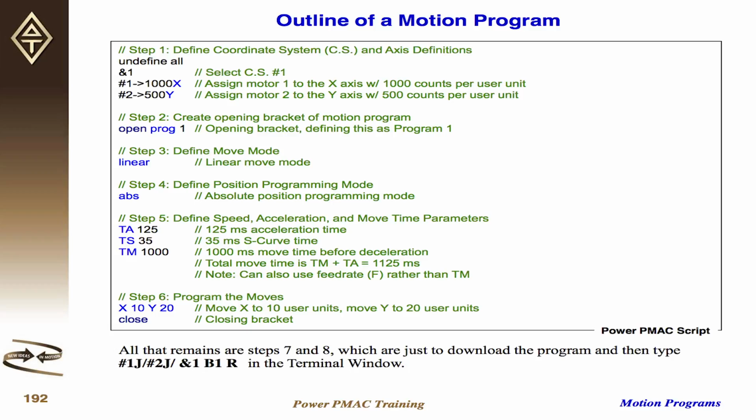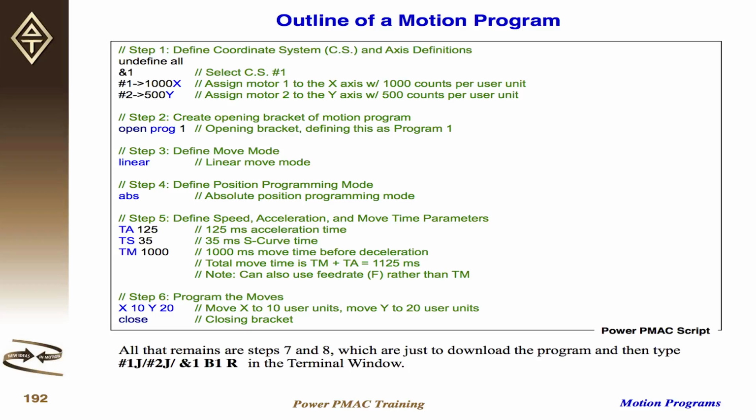The next is to define the position programming mode. We define absolute position programming mode by issuing the ABS command. Then we define our speed, acceleration, and move time parameters. We want an acceleration time of 125 milliseconds. So we type TA125, an S-curve time of 35, which you indicate with TS35. And then we want to move for 1,000 milliseconds before deceleration, so we issue TM1000. And then our total move time will be TM plus TA, which is 1,125 milliseconds.